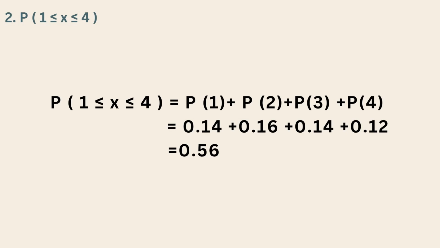Then, let's distribute the probability of each number. The probability of 1 is 0.14 plus the probability of 2, 0.16 plus the probability of 3, 0.14 plus the probability of 4, 0.12. Then, let's add all the probability. So, 0.14 plus 0.16 plus 0.14 plus 0.12 is equal to 0.56. So, the probability of x greater than or equal to 1 but less than or equal to 4 is 0.56.